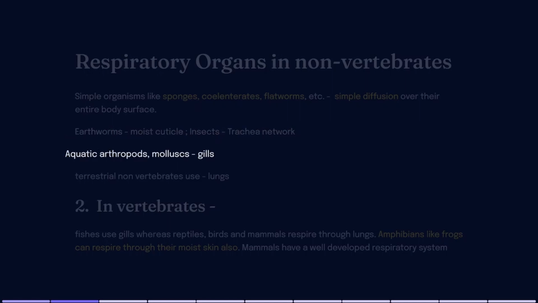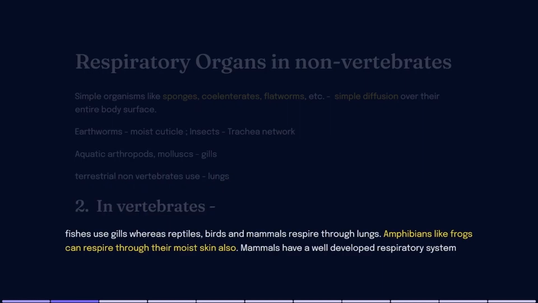Next, there are aquatic organisms, which obviously have gills. So aquatic arthropods and mollusks obviously have gills. Plus, aquatic vertebrates like fishes, etc., also have gills. And then there are terrestrial non-vertebrates, etc., which also use lungs.